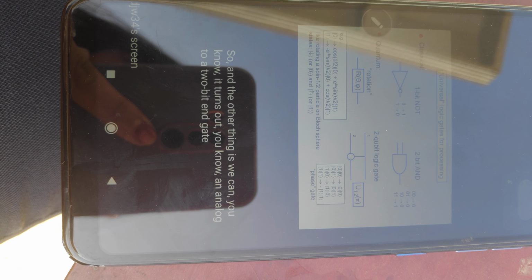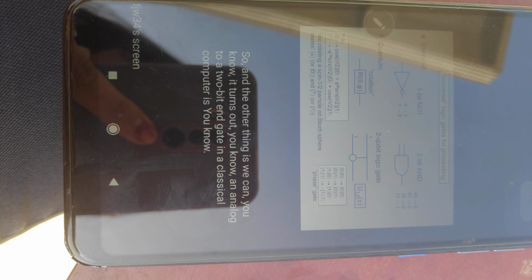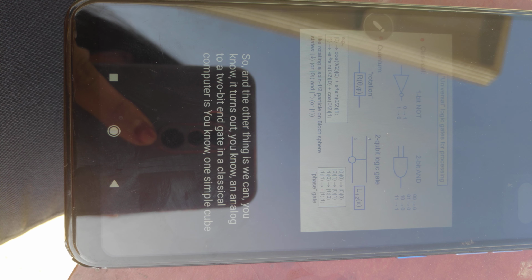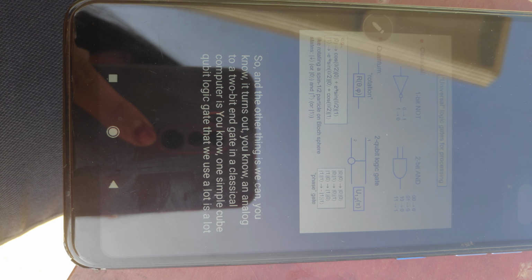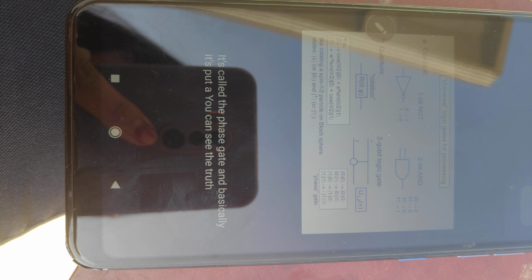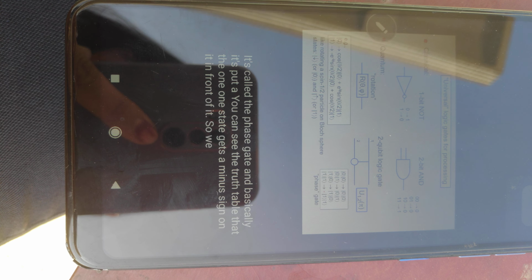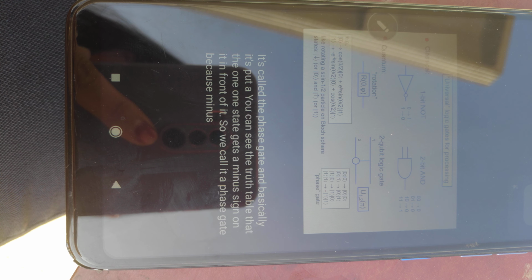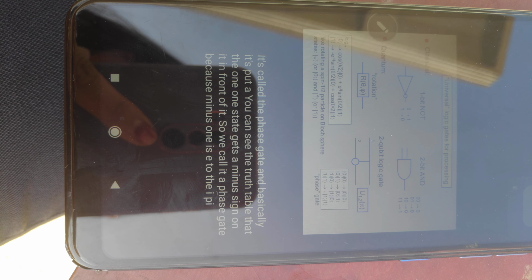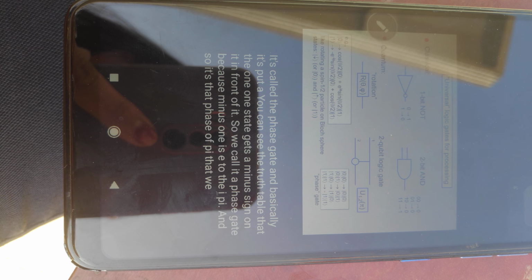classical computer is one simple two-qubit logic gate that we use a lot, called the phase gate. Basically, you can see from the truth table that the 1-1 state gets a minus sign in front of it. We call it a phase gate because -1 is e to the i pi, and so it's that phase of pi that's why we call it a phase operation.